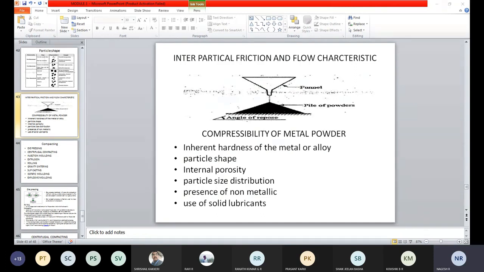Okay, sir. So now the topic is compressibility of metal powder. If you go for the compressibility of the metal powder, can you tell me what you mean by compressibility? Yes, anyone? And the compactability? Yes, any answer?